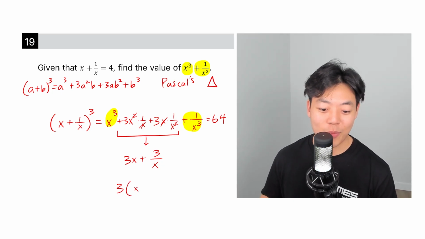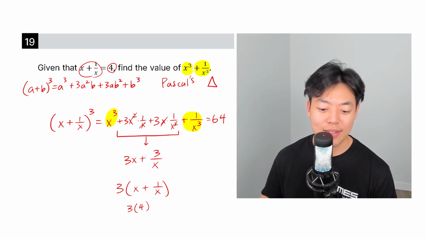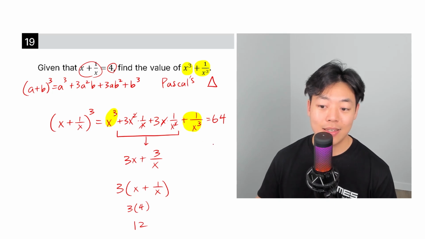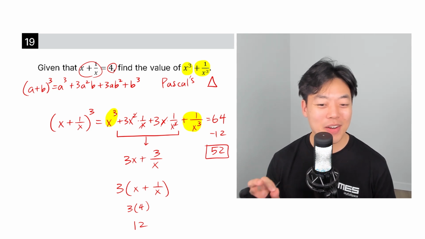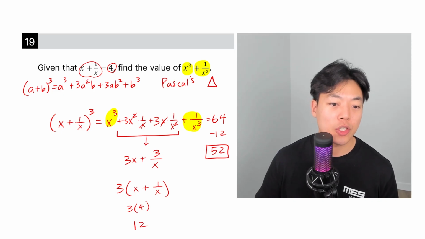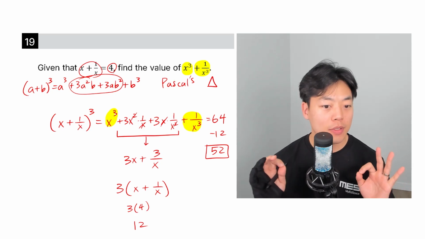We can factor out a 3. We'll just be left with x plus 1 over x. And what is that equal to? It's equal to 4. So we have 12. If we subtract 12 from both sides, 64 minus 12 gives us 52. And that would be our grid in answer. A very neat and simple problem if you think about it. But it really goes to show that we need to know our distributive properties here.